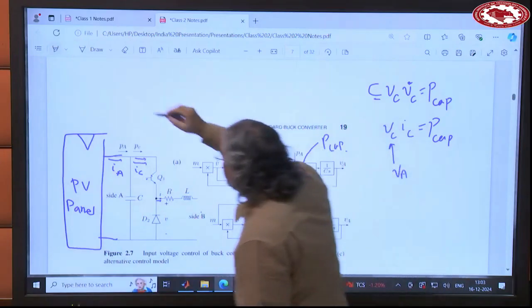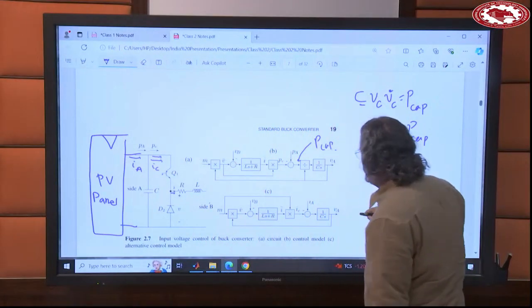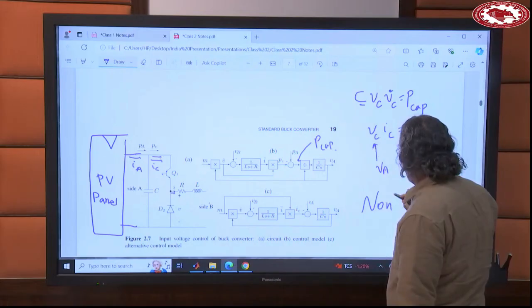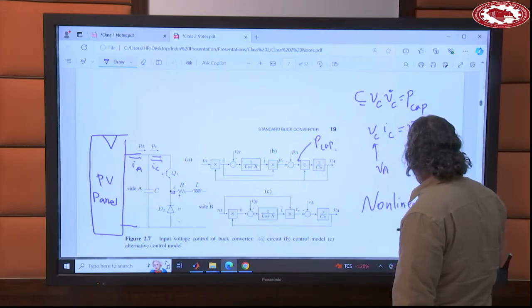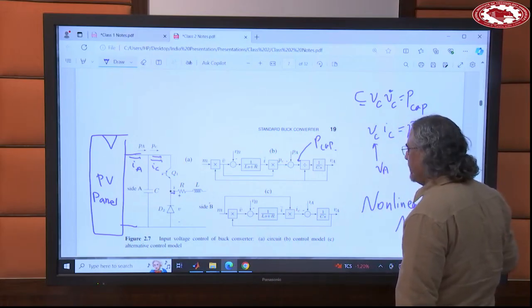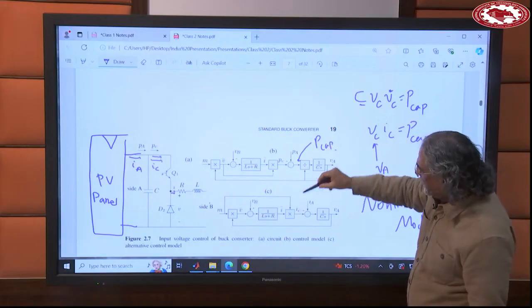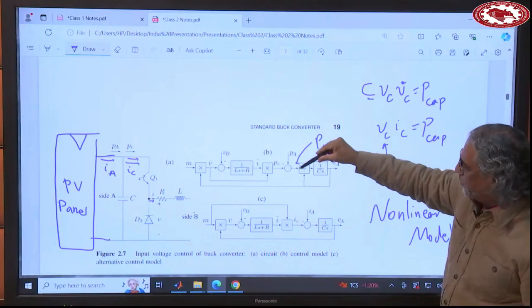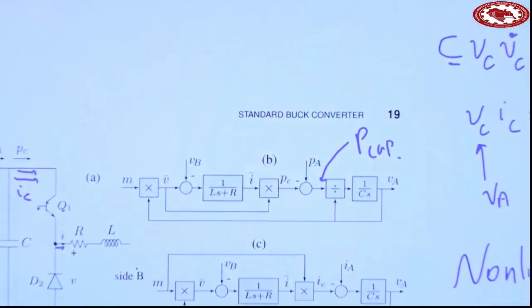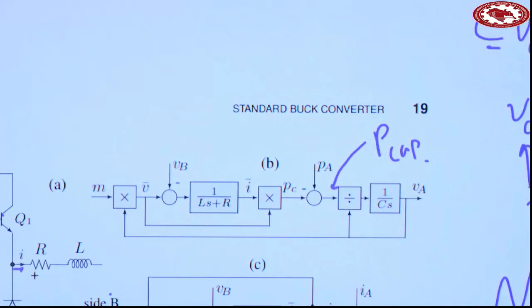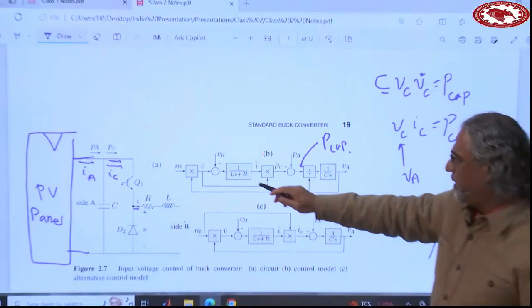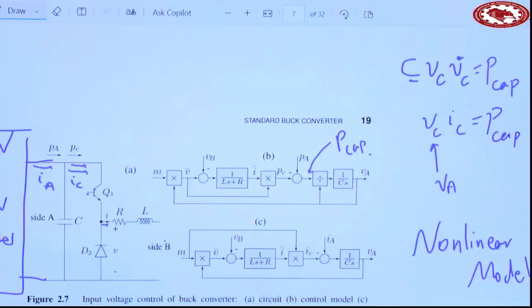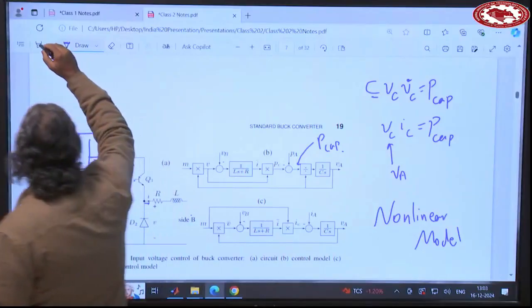So let me mention, I think it's a good thing: this is a nonlinear model. Why is it nonlinear? Because of these divisions and multiplications. Right? When you have division by a variable or multiplication into a variable, not a constant. If you have division by a constant or multiplication into a constant, that's fine. But when you divide by a variable or you multiply two variables, that becomes nonlinear.